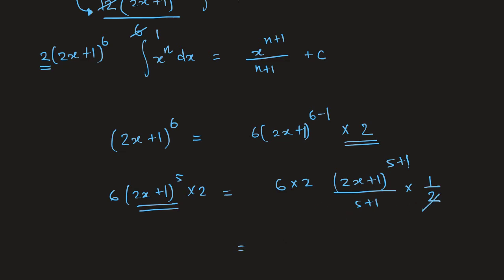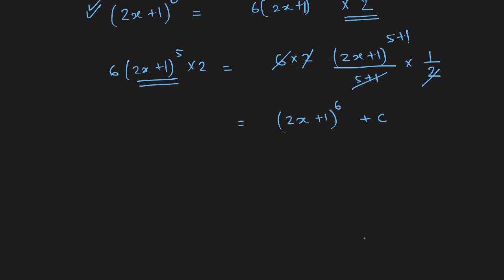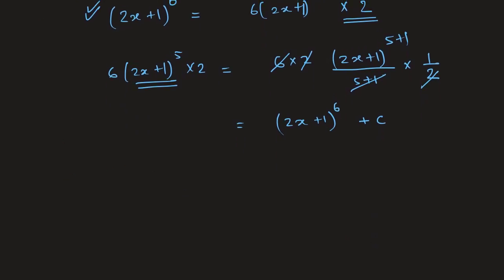Now this 2 and 2 cancel, 5 plus 1 is 6, 5 plus 1. Okay, 6 cancel out. What we are getting? 2x plus 1 to the power 6, which is the same expression. But remember, whenever we are integrating, in case of indefinite integral, there would be plus constant c, which is equally important over here. Okay, so now how can we generalize this rule?